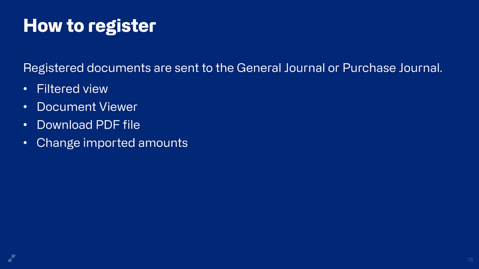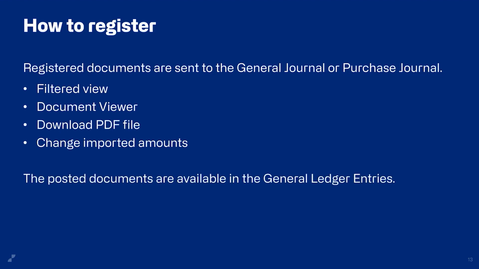And when I'm satisfied with my setup and might have configured some extra field values in the journal, I will post the lines, and they will be, as you know, general journal entries or purchase journal entries, and it will go into general ledger entries at some point. It will end up in our chart of accounts, and we can there also view the document through the document viewer, where we can see the image of the document and download the PDF file.